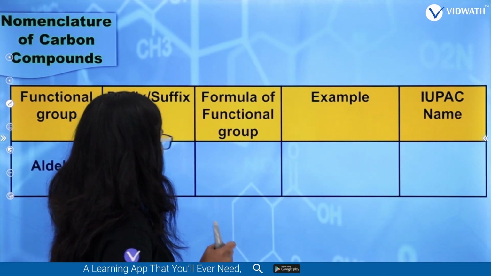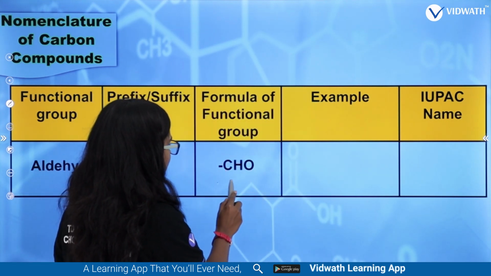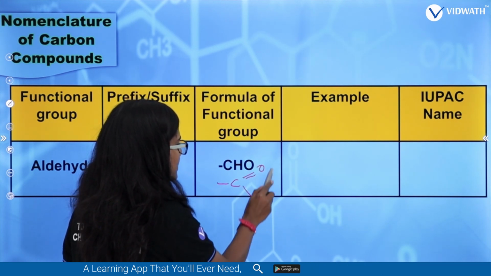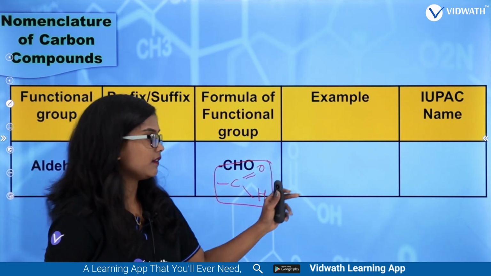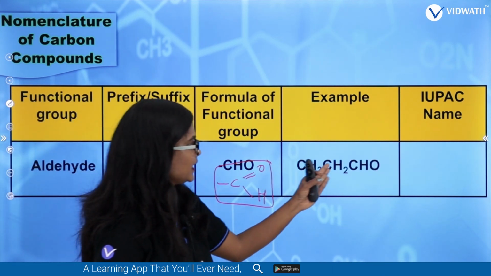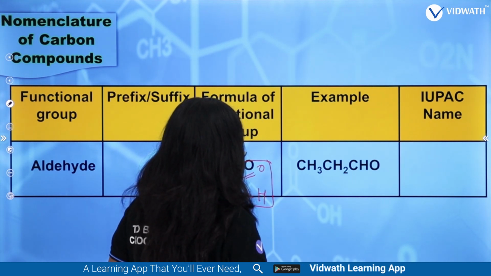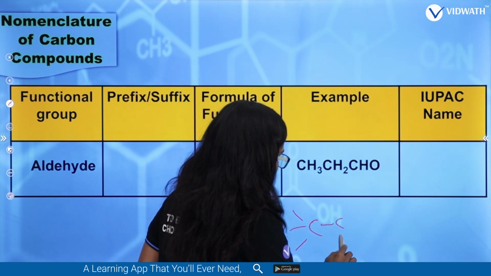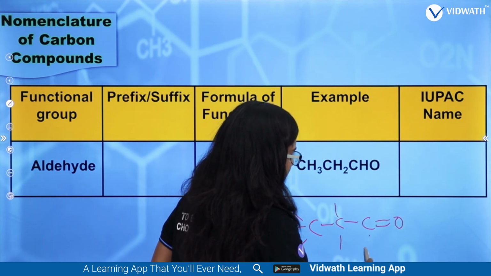Coming to the next functional group, that is aldehyde. What is the formula? It is CHO, which is nothing but C double bond O and H. This is how, if this particular group is joining with the carbon, we call it the functional group aldehyde. Clear? For example, let us write the structural formula so that you will understand clearly while naming also. So CH3, CH2 we have, and here CHO, that is C double bond O H.